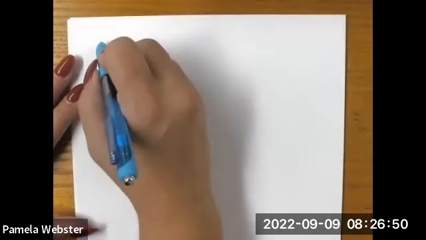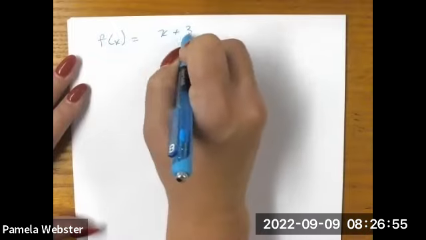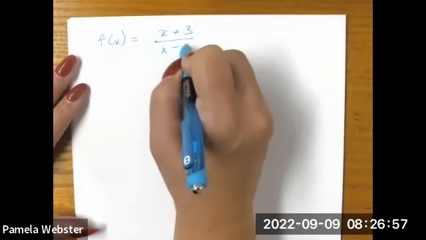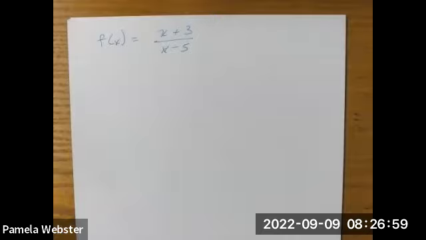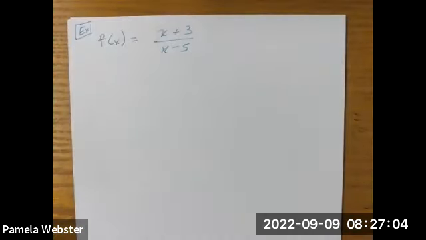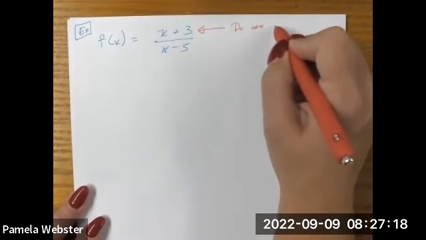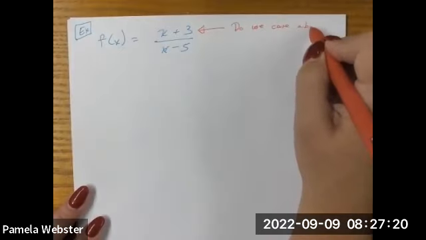Real quickly, I've got about 4 little examples. I think we can do them pretty fast. I know I'm running low on time. What if we had something like this? f of x equals x plus 3 divided by x minus 5. This is my next example. Okay. We just said we can't divide by 0. So, question. Do we care about the top? About the numerator?